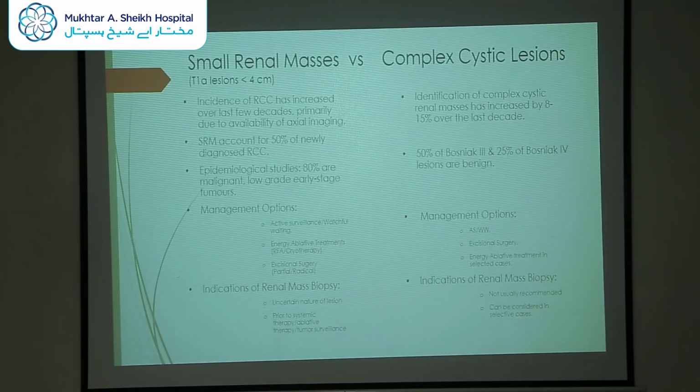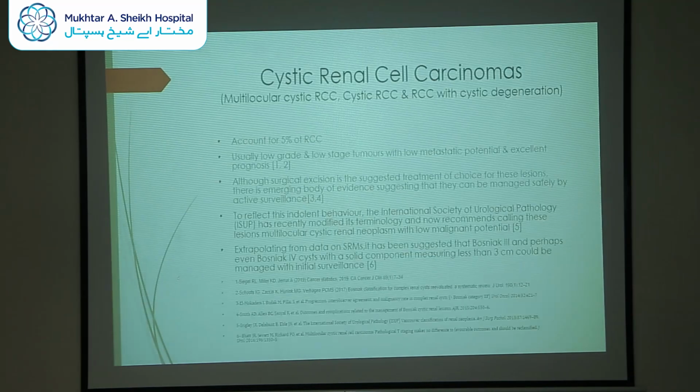The actual idea is about small renal masses and this size. If size is less than 4 cm, then we will put the patient on active surveillance or watchful waiting. Less than 4 cm is T1A stage. If size is 4 to 7, it is upstaged, so we will go for a management option, either partial nephrectomy or radical nephrectomy.